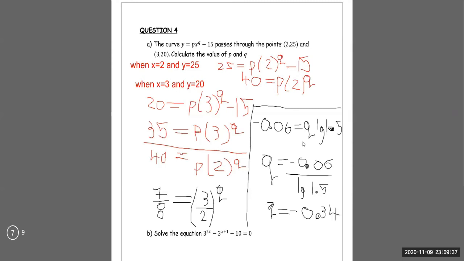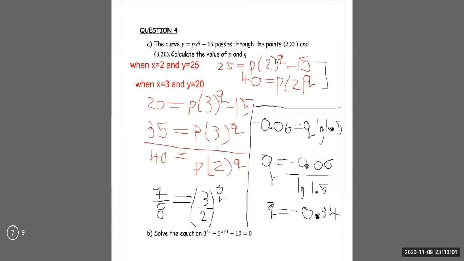Sir, p. Yeah. So we didn't use one of the equations. Beautiful. So we can use any one of these two up here. So what we're going to do is plug in q as negative 0.34. So 2 raised to the negative 0.34 is what?